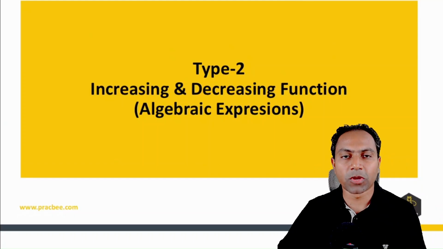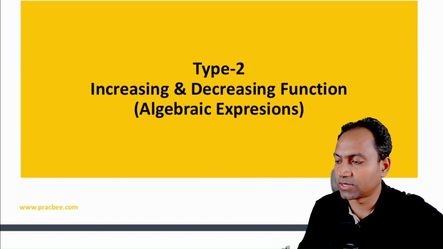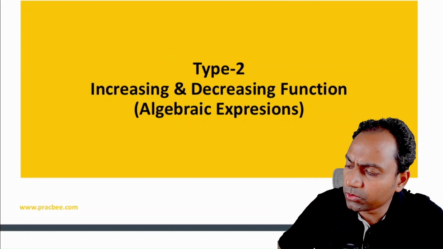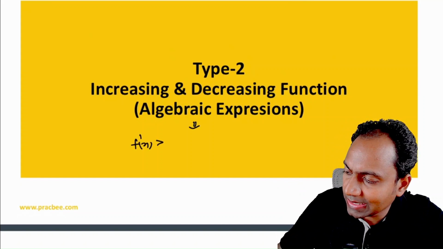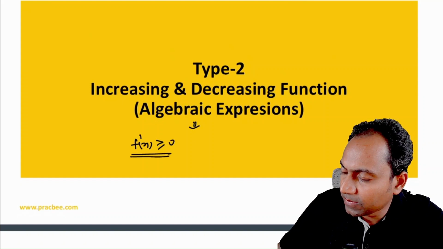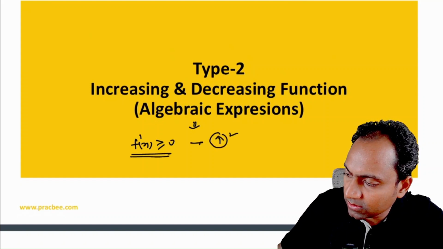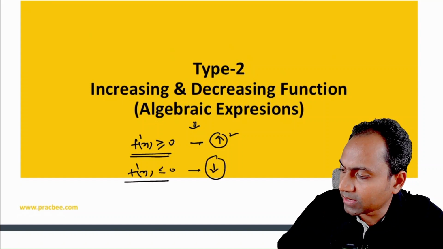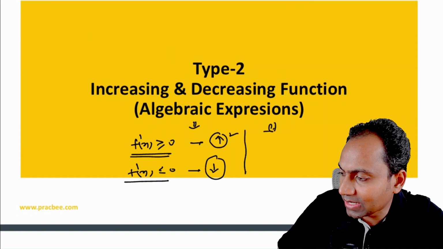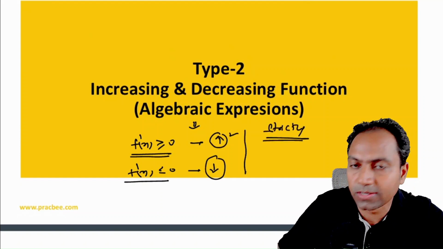Now in this type 2 problem, we are talking about increasing and decreasing functions which are based on algebraic expressions. The only thing that you need to know in solving such questions is, if you have the value of f dash of x greater than or equal to 0, it means the function is increasing in nature. If you get f dash of x smaller than or equal to 0, then the function is decreasing in nature. Sometimes the question talks about strictly, if they use this word strictly.